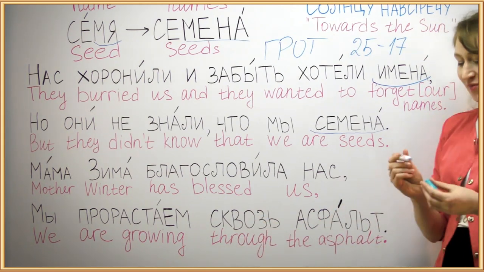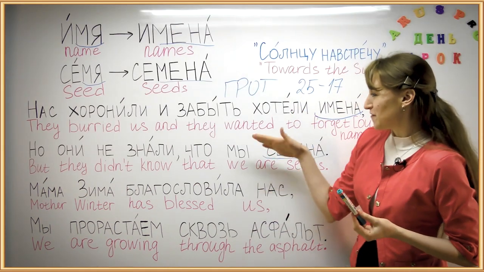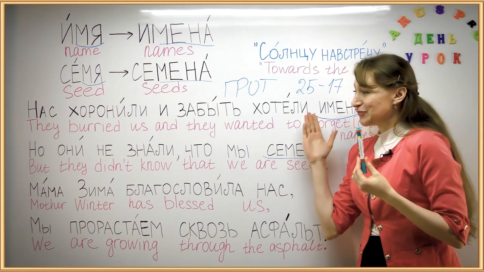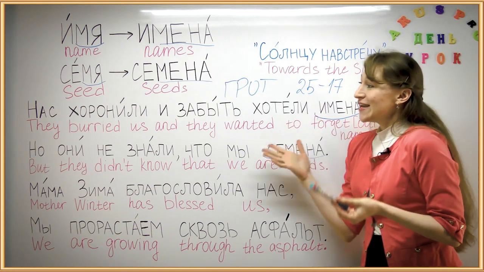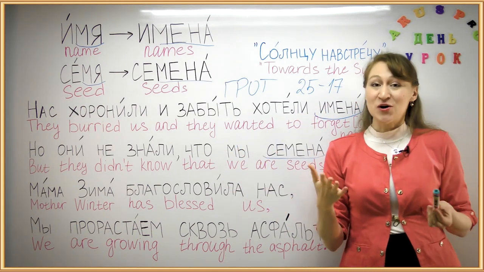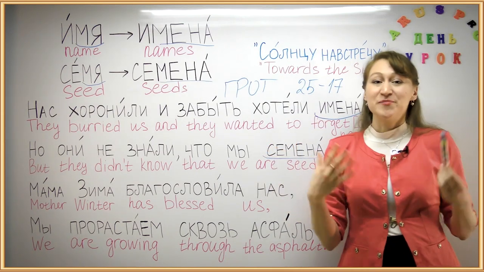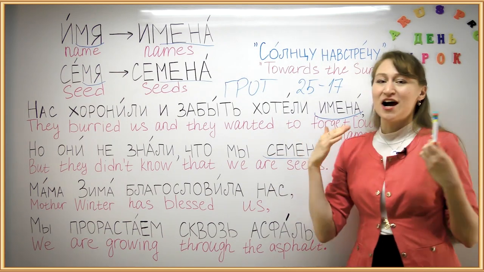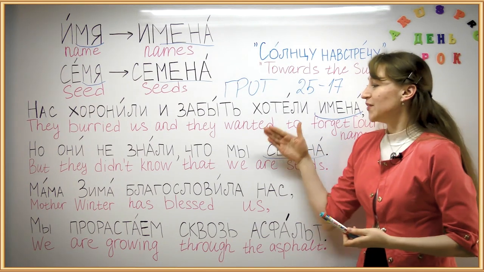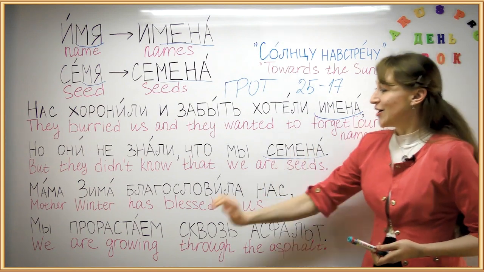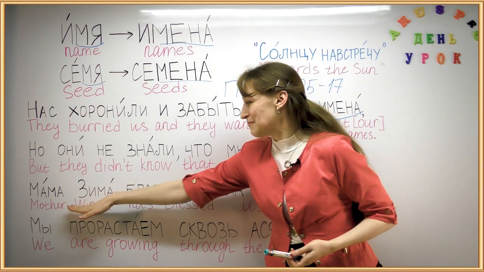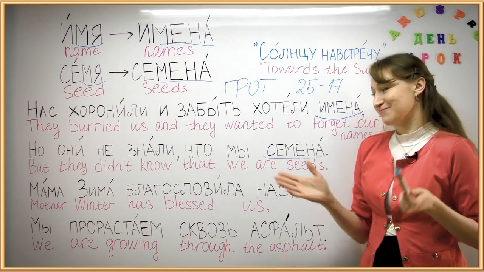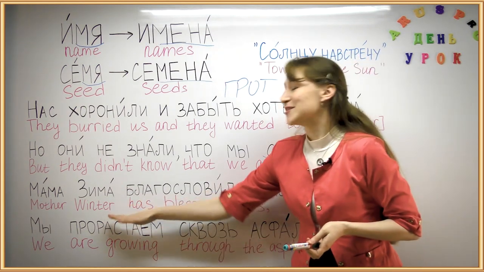So, if you have read the translation, again, these are all metaphors, but the meaning is that the characters of the song are very perseverant, so they don't succumb to any circumstances. They are willing to achieve what they want, so nothing can stop them. And even difficulties, like Mother Winter has blessed us. If you know what Russian winter is, you can imagine that this is not what you want to experience, right?